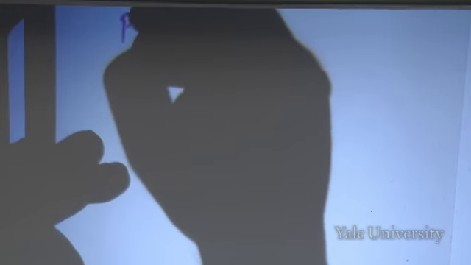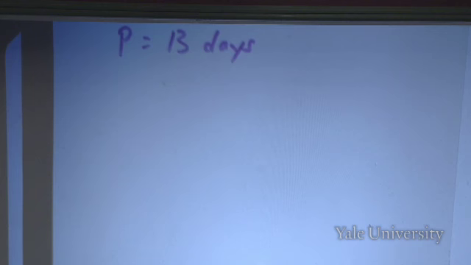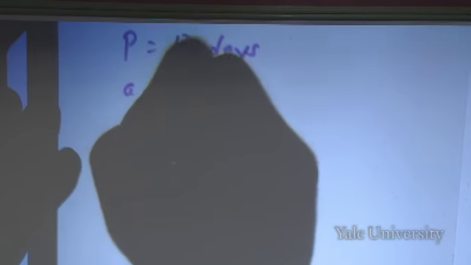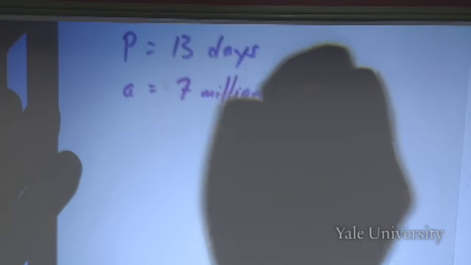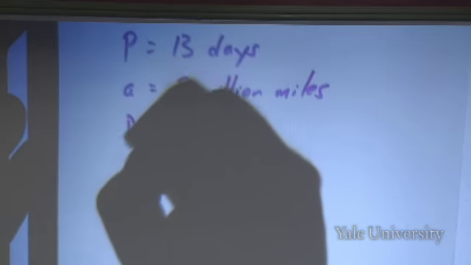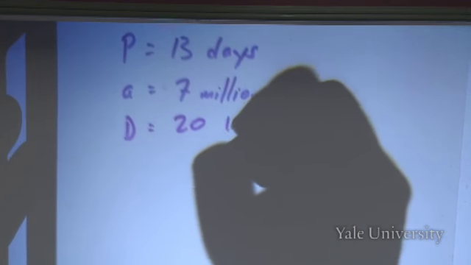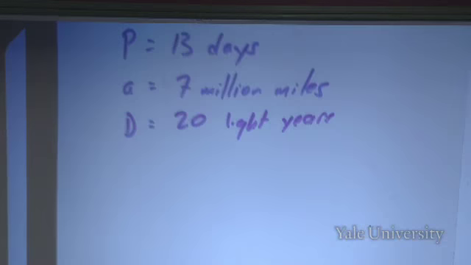The information given there is that the orbital period is about 13 days. The distance between the planet and its star, that's the semi-major axis, is given as 7 million miles. These are, of course, not the world's best set of units. The distance to the system is 20 light years. That's really close. Somebody's quoted in the article as saying, you know, we could go there. Not so much.